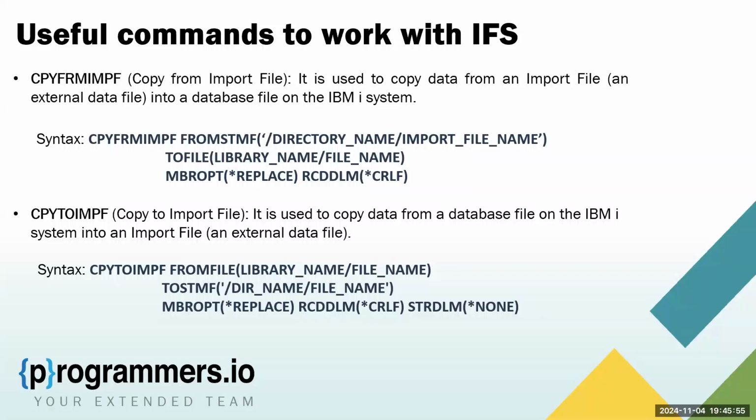Then there is RCDDLM, where we are also giving *CRLF. And then there is STRDLM, which specifies the string delimiter, which means characters inside the from file will indicate the end of one character value. Here, *NONE means that a blank space will work as the delimiter. So the characters between every blank space inside the data of your from file will be considered as one character value.